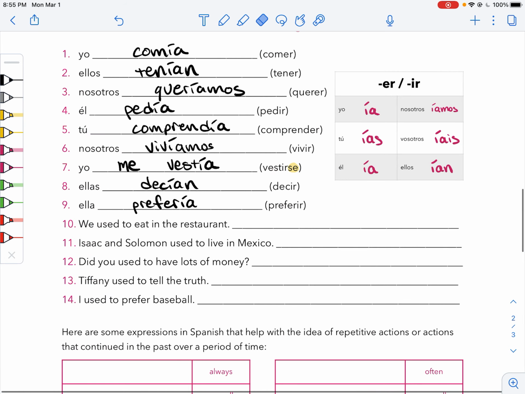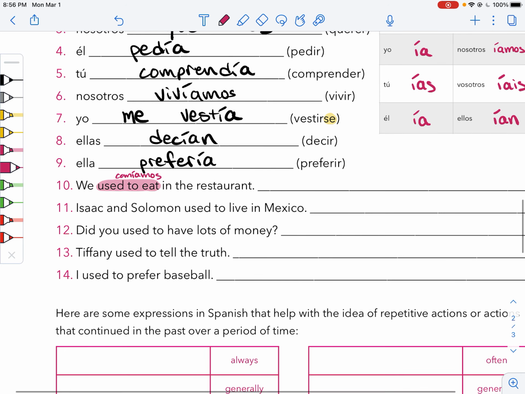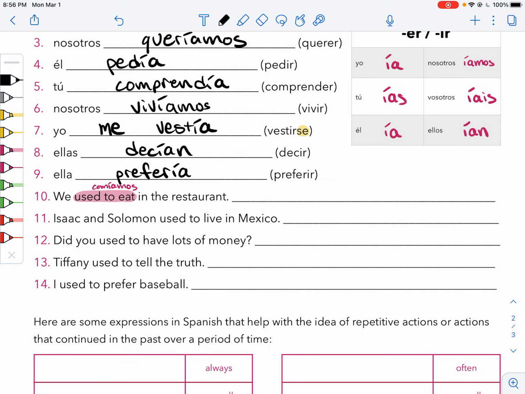Okay, now let's put it in a complete sentence. We used to eat in the restaurant. Used to eat, that's going to be one word. That's going to be comer in the imperfect. So we're going to drop that ER, give it an IA, and since it's we, comíamos. So you can put nosotros. I'm not going to because of time. So, oh look, and there I go, starting to write it. So, comíamos en el restaurante.